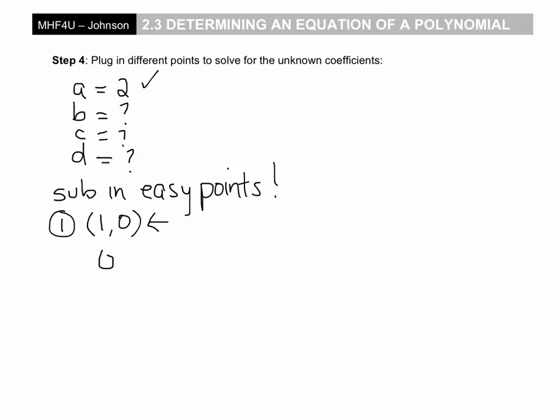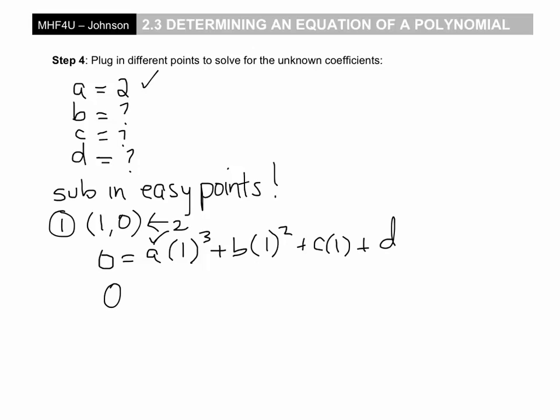If we plug that into our general equation, y is 0 is equal to a times x cubed, so that's going to be 1 cubed plus b times 1 squared plus c times 1 plus d. We know that a is 2, so we can sub in the 2 there. We're going to have 0 is equal to 2 times 1 cubed is just going to be 2, plus b times 1 squared is just b, plus c times 1 is just c, plus d. Can't really do much else with this equation now, but we'll keep this one in mind because we're going to come back to it later.